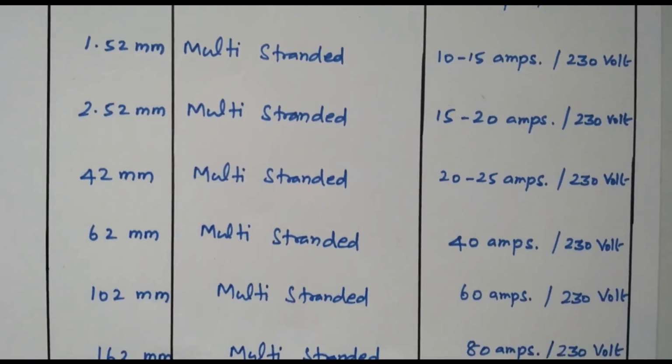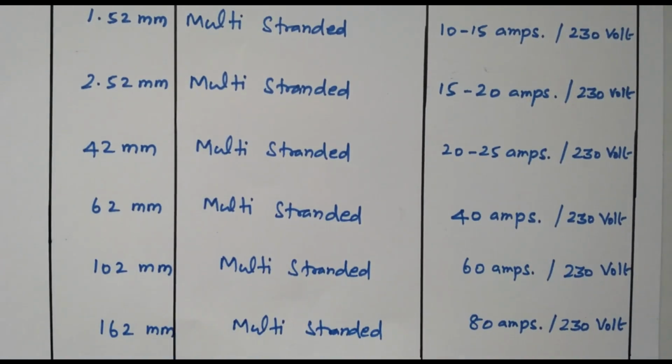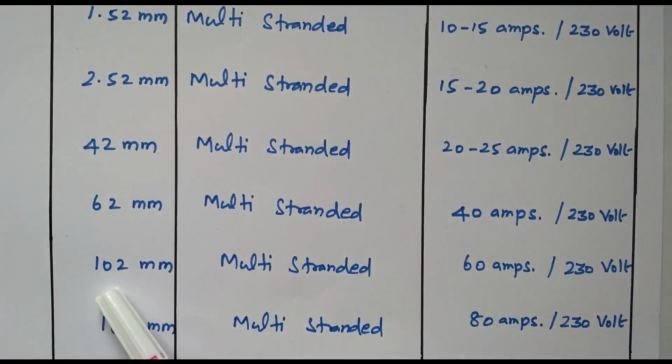We'll see the remaining types. 10 millimeter is also multi-stranded, and it will carry up to 60 amperes. Then 16 millimeter is also multi-stranded, and is able to carry a maximum of 80 amperes. So here as the size increases, the current also increases.